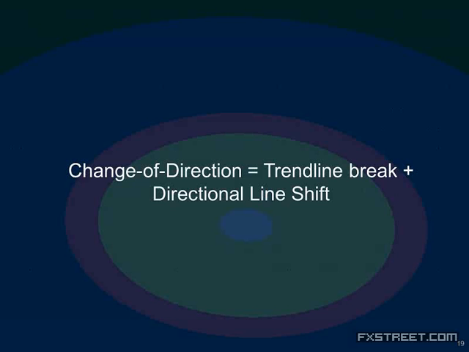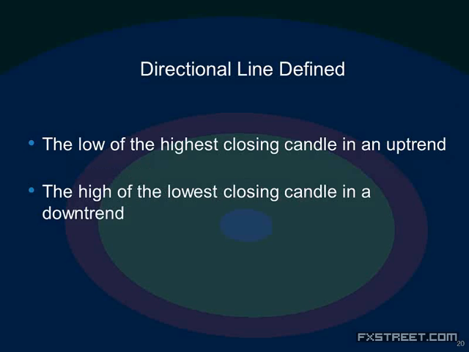So we probably need to spend a little bit of time defining that change of direction, because that's what you need to know. The pattern is pretty easy to see, but it's that change of direction that occurs in line with the pattern you have to be aware of. So a change of direction, as we teach it, is a trend line break plus a directional line shift. Change of direction equals trend line break and directional line shift.